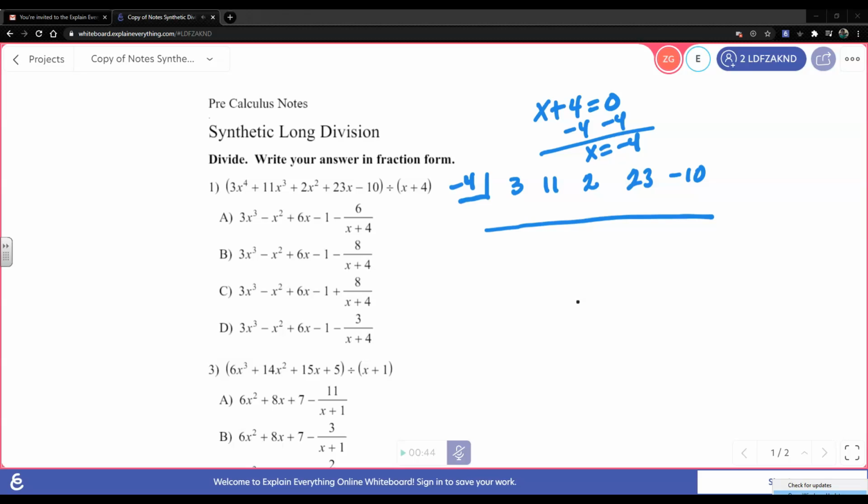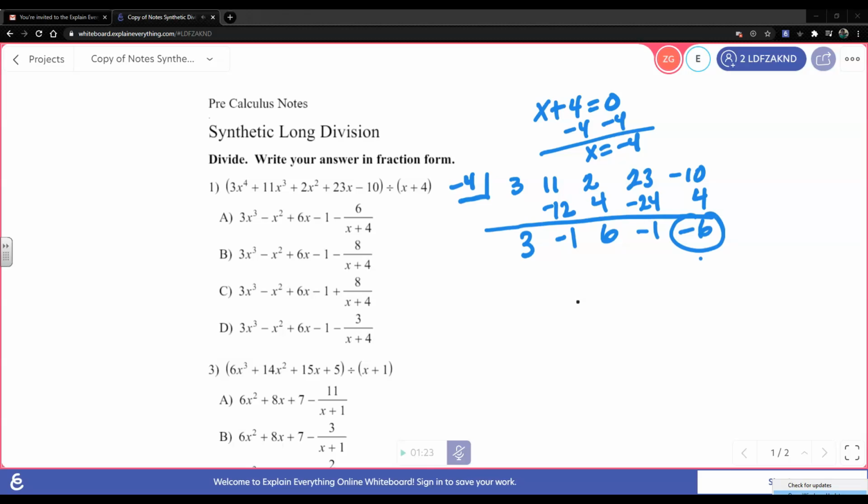So you're going to go ahead and bring down the 3. Multiply negative 4 times 3, which gives you negative 12. Then add 11 plus negative 12, which gives you negative 1. Then multiply negative 4 times negative 1, which gives you 4. Then you add 2 plus 4, which gives you 6. Negative 4 times 6 gives you negative 24. You add 23 plus negative 24, which gives you negative 1. Then you multiply negative 4 times negative 1, which is 4. And then you add negative 10 plus 4, which gives you negative 6.